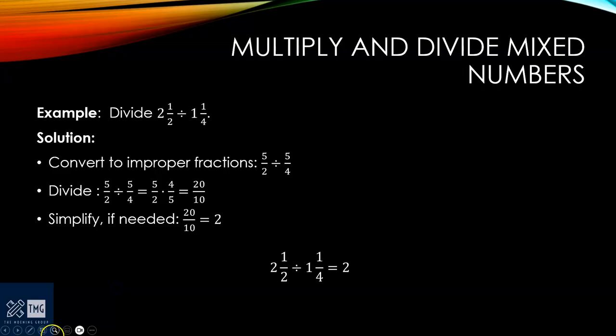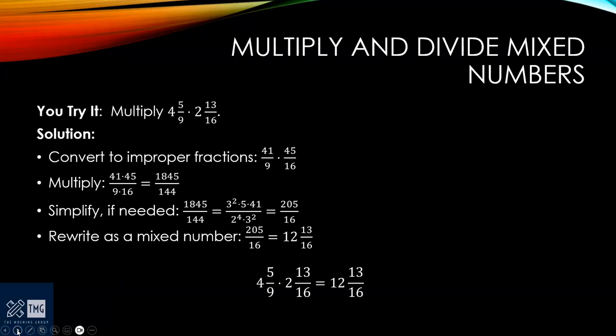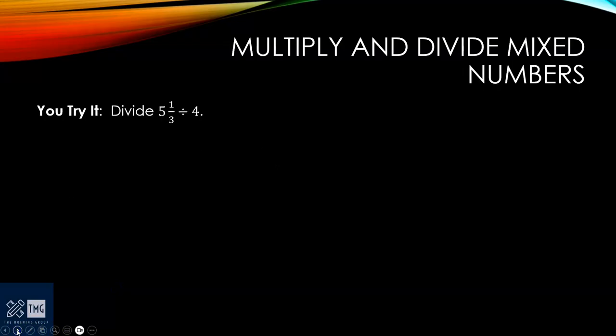Let's do one more division problem. And try it, come back, see what you can do here. So 5 1/3 divided by 4. Okay, well, 5 times 3 is 15, plus 1 is 16/3. Any whole number can be made a fraction by putting it over 1. So I just have divided by 4/1.